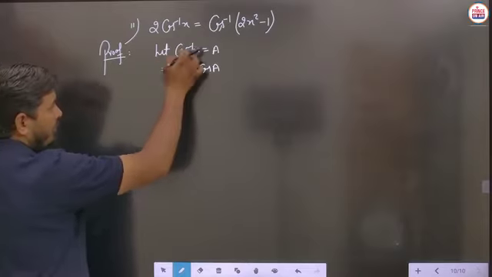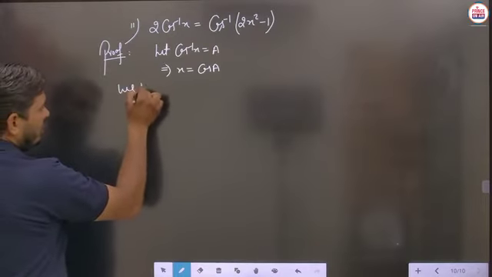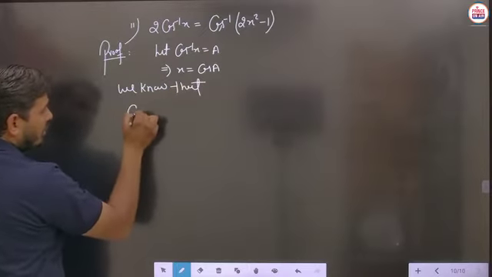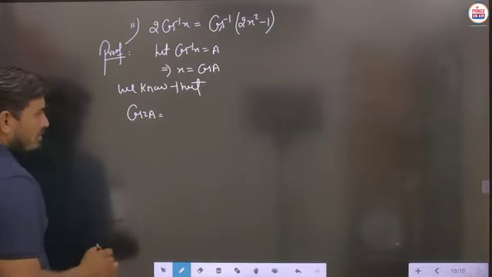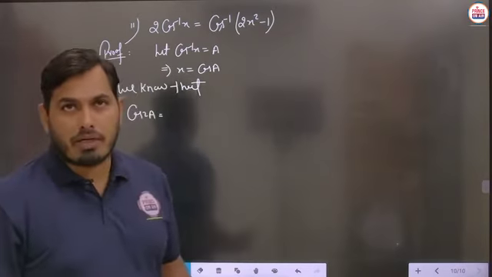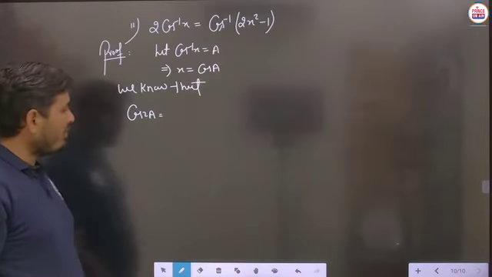Now if cos inverse x equals a and x equals cos a, then we know that there are so many formulas for cos 2a, like 1 minus 2 sin square a, 2 cos square a minus 1, cos square a minus sin square a. So many kinds of formulas you will use here.